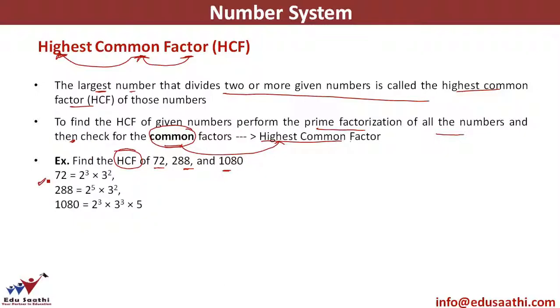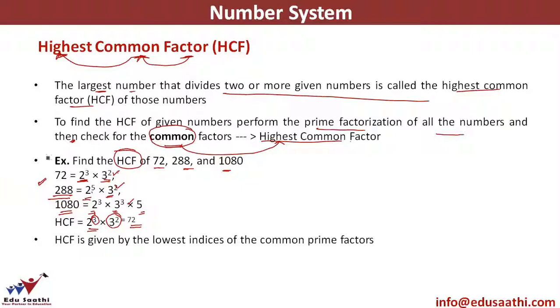So 72 can be written as 2 cube into 3 square. 288, the prime factorization form is 2 raised to power 5 and 3 square. 1080, the prime factorization form is 2 cube, 3 cube and 5. So I will look at the common factors and the highest common factors. So 2 is coming out to be 3 times in minimum in all of them. What about 3? 3 square, 3 square, 3 cube. So the highest common factor would be 3 square, which will give me an answer which is 72.